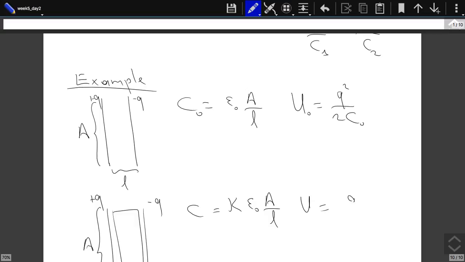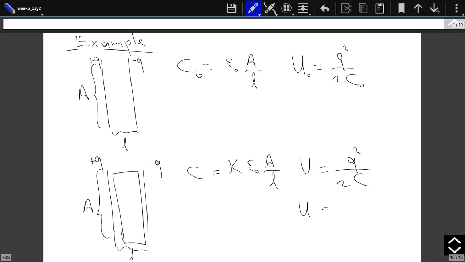This is equal to Q squared over 2C. U is equal to Q squared over 2C0 times the dielectric constant. U is equal to U0 over the dielectric constant, and the dielectric constant is always larger than 1, so this is less than U0.